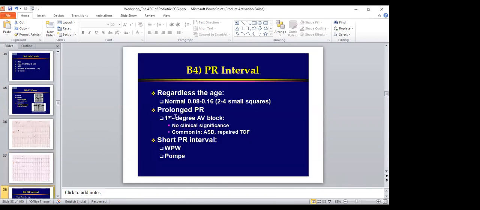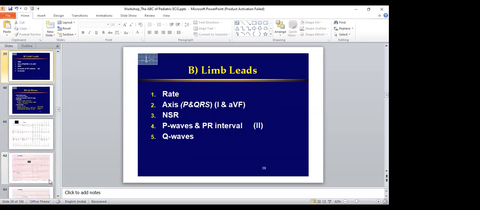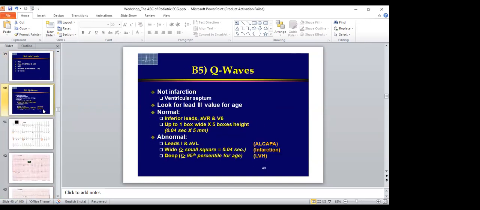When we talk about the PR interval, it is normally, regardless of age, 2 to 4 small squares, that is 0.08 to 0.16. A prolonged PR interval is very common in ASD or repaired tetralogy of Fallot, but if it is more than 4 squares, then it is a prolonged first degree AV block. A shorter PR interval is seen in WPW and Pompe. Today we are going to read about WPW and learn more about it.